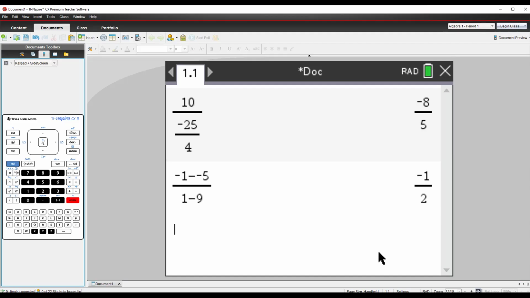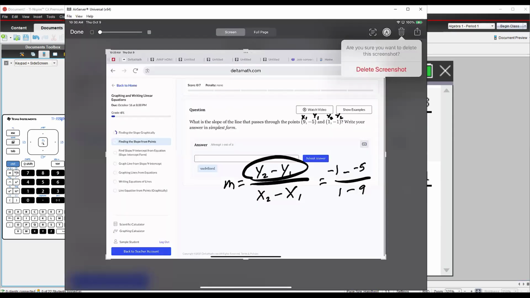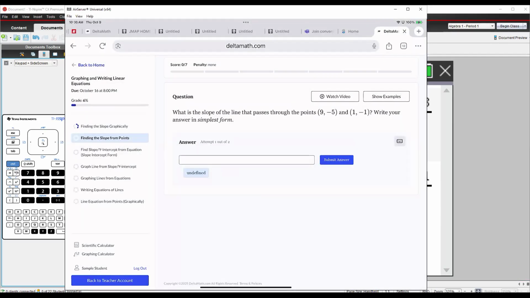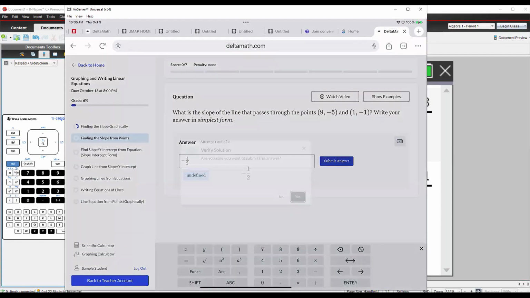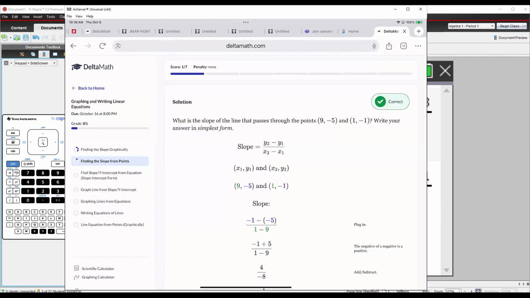So let's go back to my iPad, delete this. I would put in negative 1 over 2, and then I would submit it. All right, that's it. So it's y2 minus y1 over x2 minus x1. All right, now let's see here.